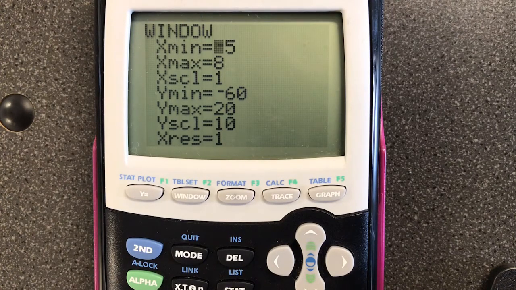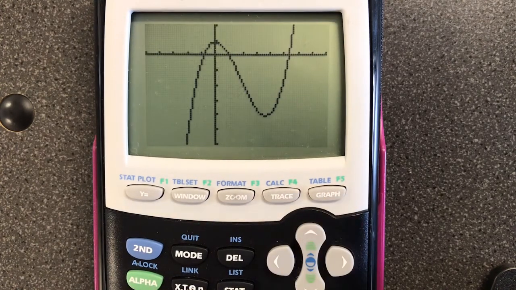But I came up with -5 to 8 on our x windows, -60 to 20 on our y's, so that our graph looks like this, and we can see the nice smooth curve, all the hills and valleys, etc. So we are going to include a sketch of this on our notes, and whenever you're pulling up a picture using your graphing calculator, make sure you include a sketch.